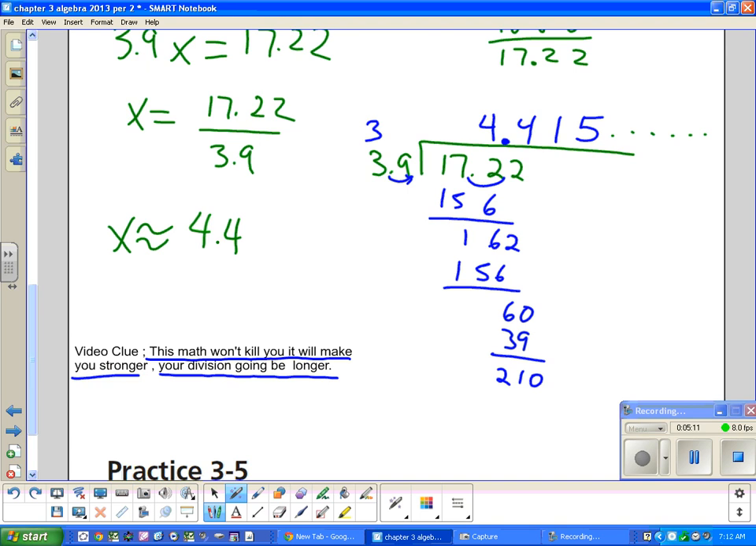So that's from the Kelly Clarkson song, I believe it is. This math won't kill you, make you stronger. Your division's gonna be longer. So you can add to that if you would like. That's the clue for this video. I apologize, but we gotta make this stuff interesting somehow. Well, it is interesting, but you've done this in the past, and there's the clue, either way.